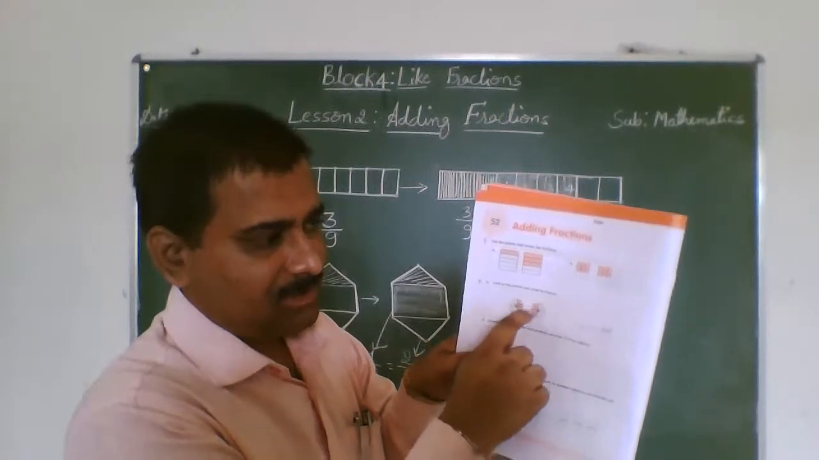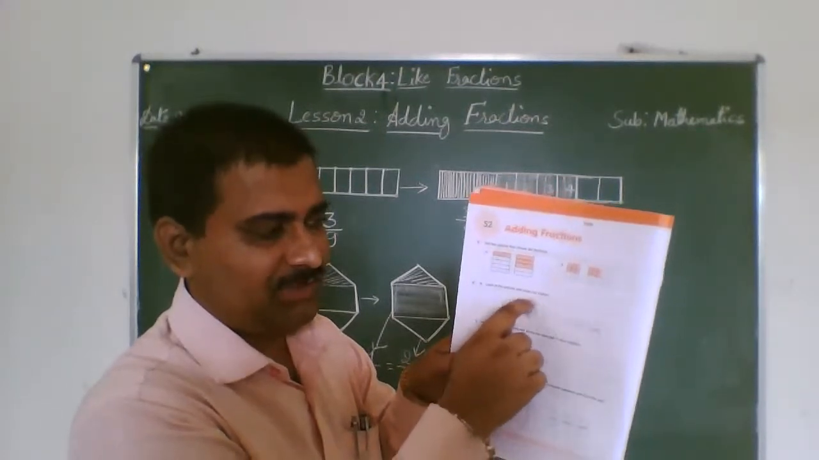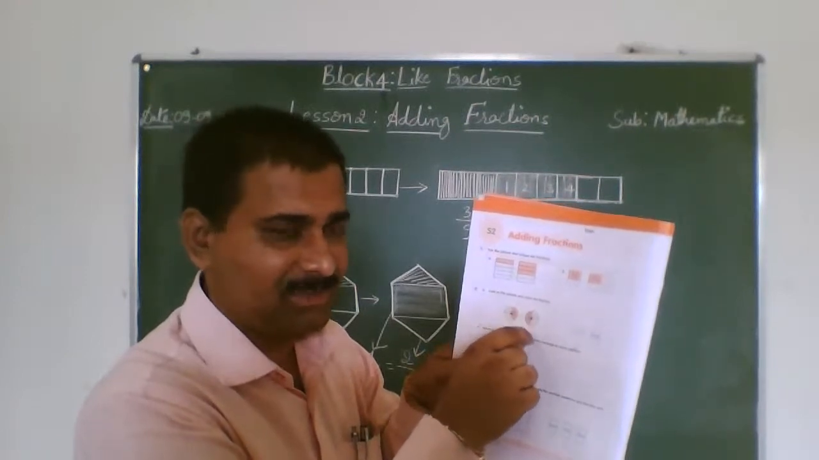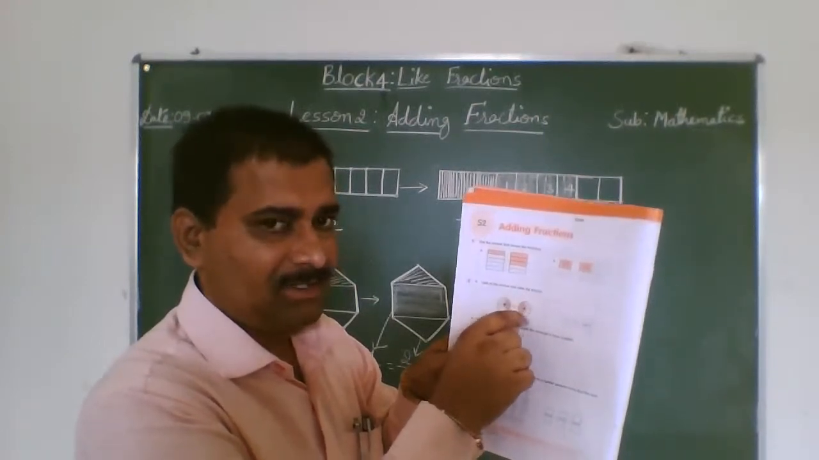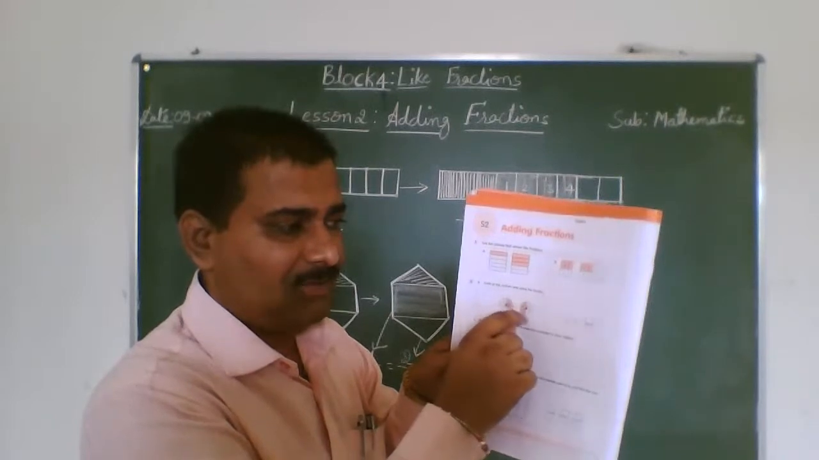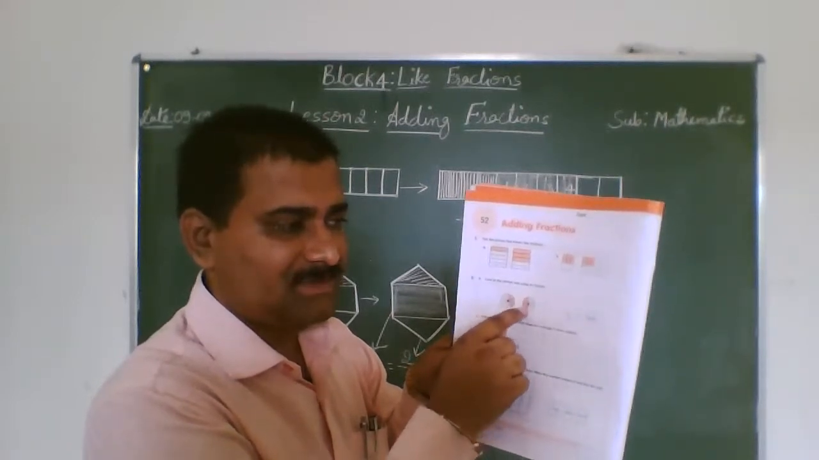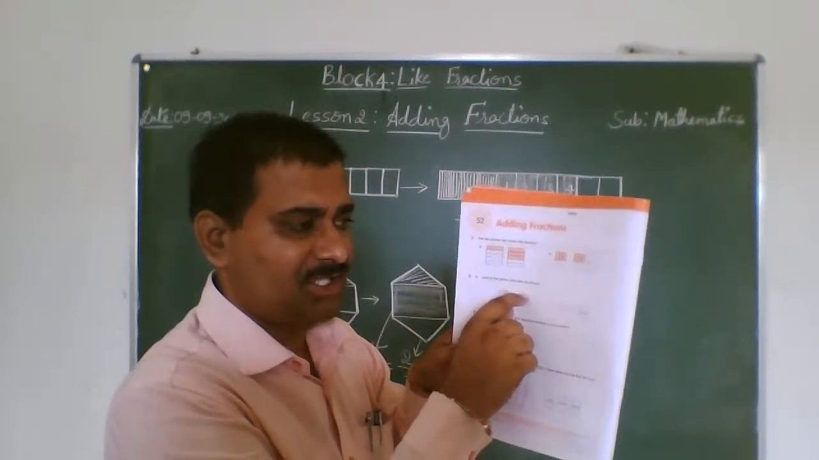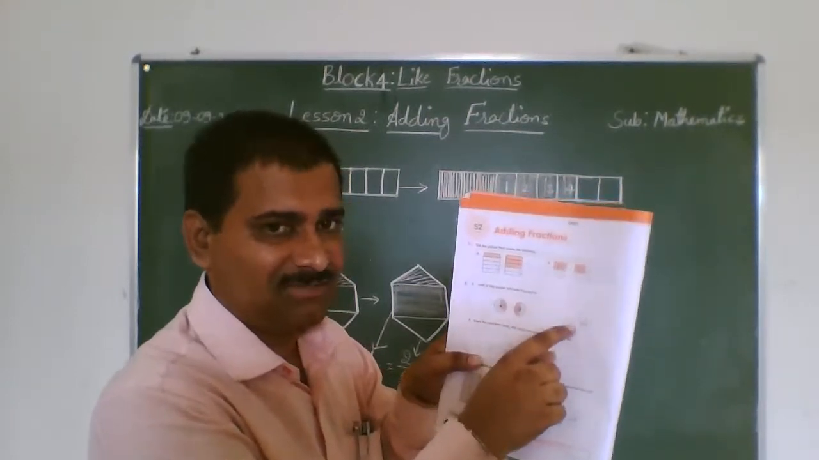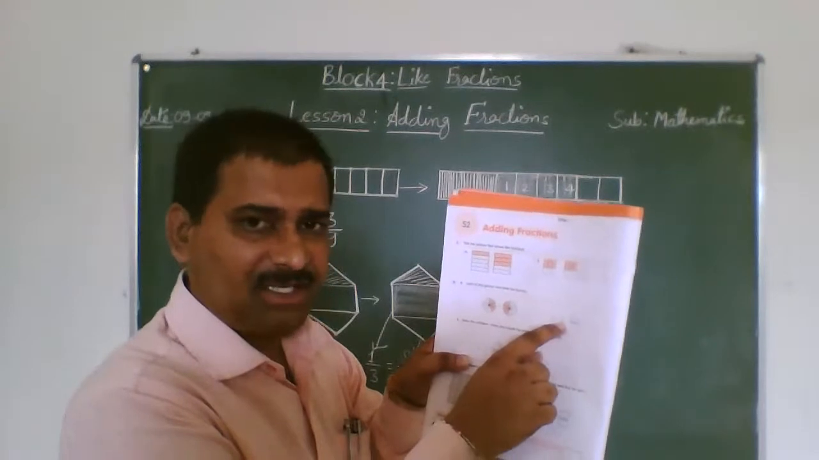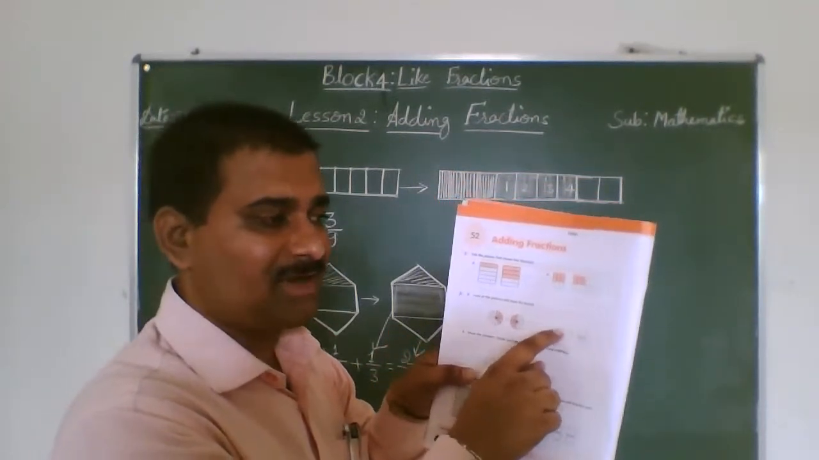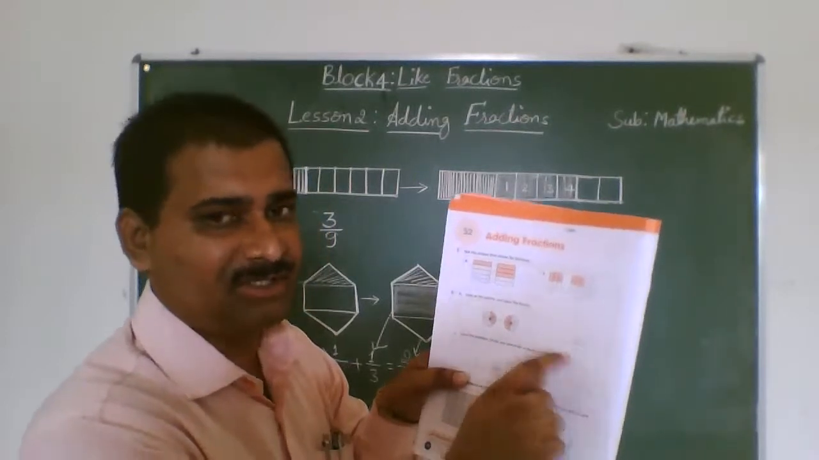Plus, the next circle is also divided into 12 parts. If you want, you can count, children. Take a pencil, start counting. You will get 12 parts. Out of 12 parts, 6 parts are shaded, so it is 6 by 12. It is also given here, children. Everything is given. Your work is only to add these fractions and write the answer in the empty box.